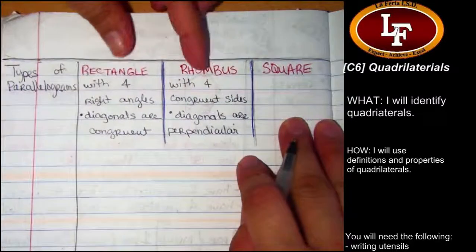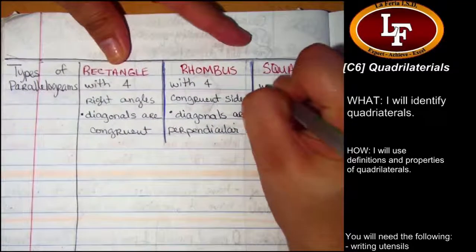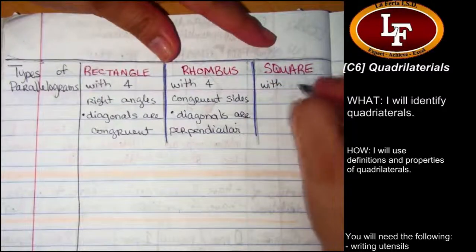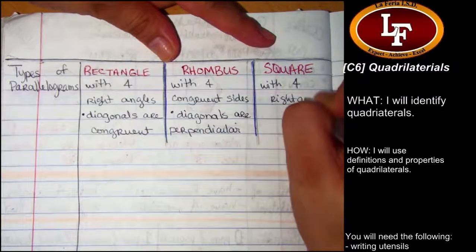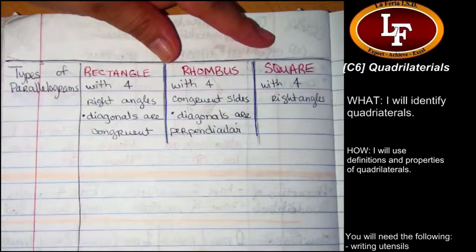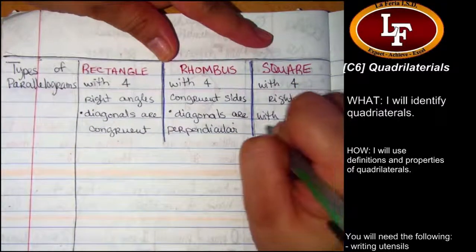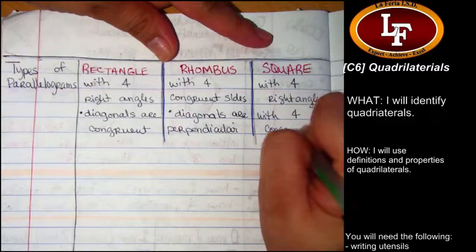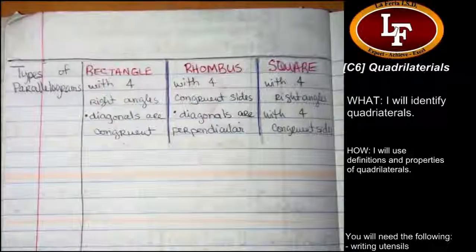Now note, rectangles and rhombuses are different things, but look at what the square has. The square is a parallelogram with 4 right angles, which means all squares are rectangles. But it also has 4 congruent sides, which means squares are also rhombuses.